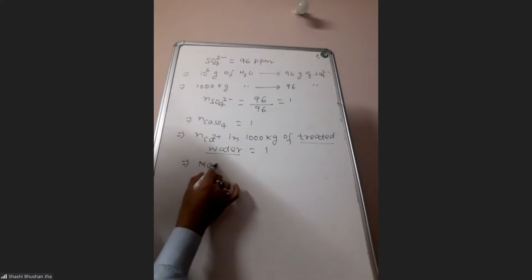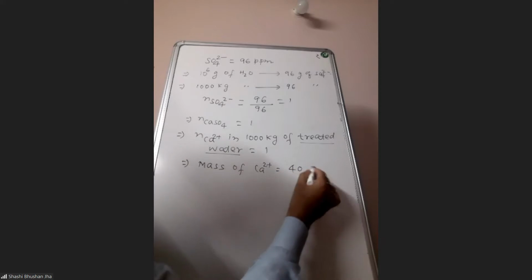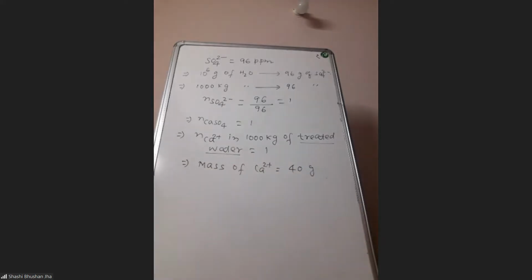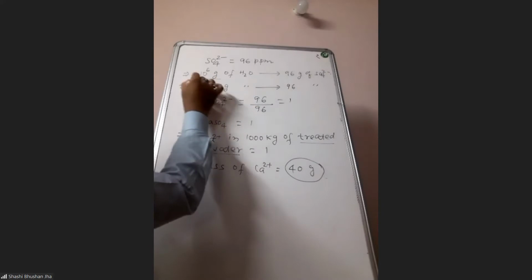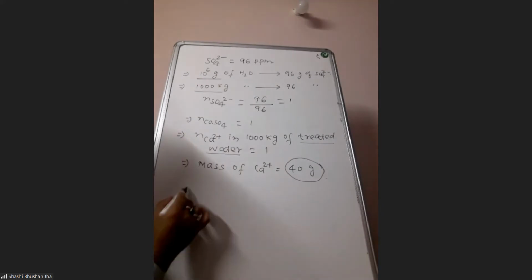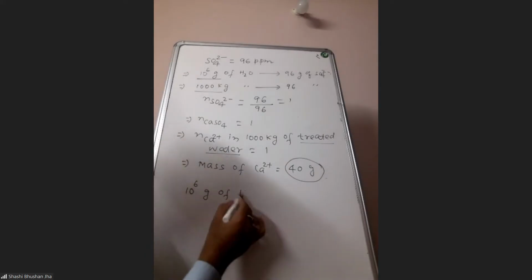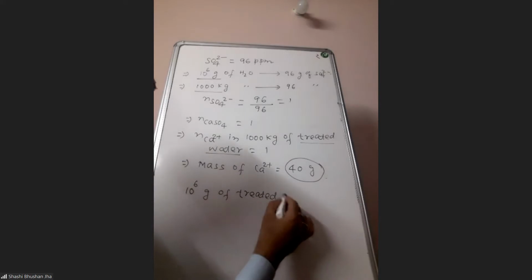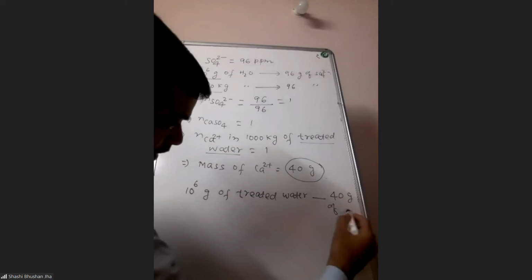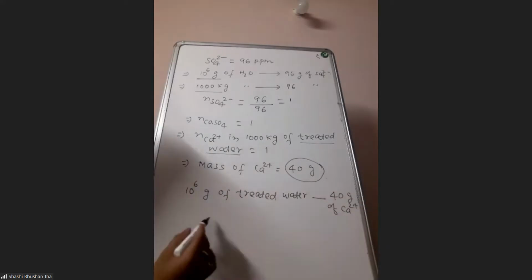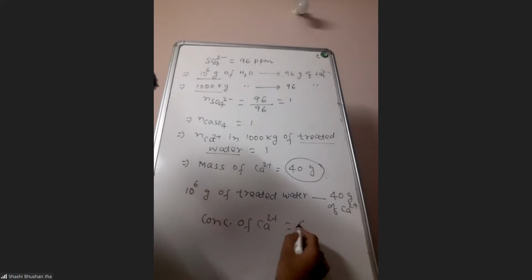So the mass of calcium ion will be 40 gram. 1 mole of calcium ion will have mass 40 gram. Now this 40 gram calcium ion is present in 1000 kg or 10 to the power 6 gram of water. So you can say that 10 to the power 6 gram of water, means this treated water, has 40 gram of calcium ion. So the concentration of calcium ion will be 40 ppm.